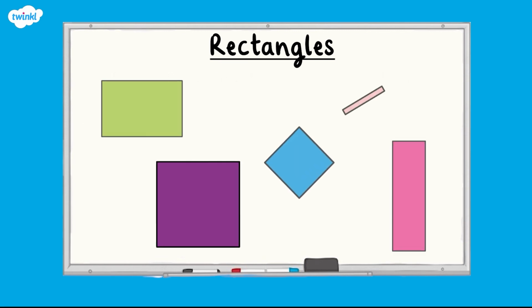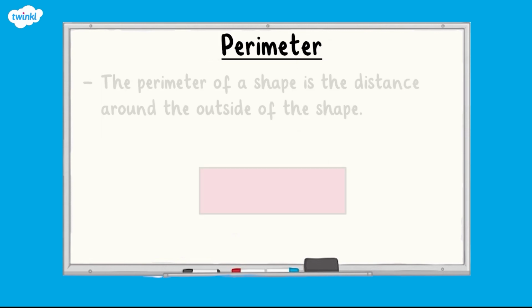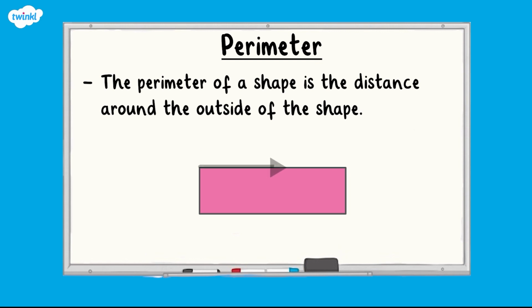A square is a type of rectangle where all 4 sides are equal. The perimeter of a shape is the distance around the outside of the shape. It is measured using units of length such as centimetres, metres or kilometres. We can calculate the perimeter of any shape by measuring the length of each side and then adding them all together. Calculating the perimeter of a rectangle is easier because we know that the opposite sides are equal, so we only need to know the length and the width.